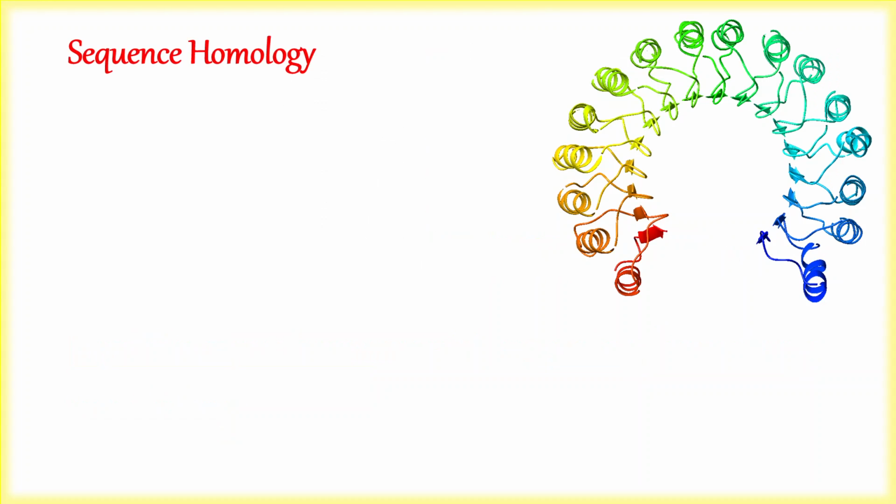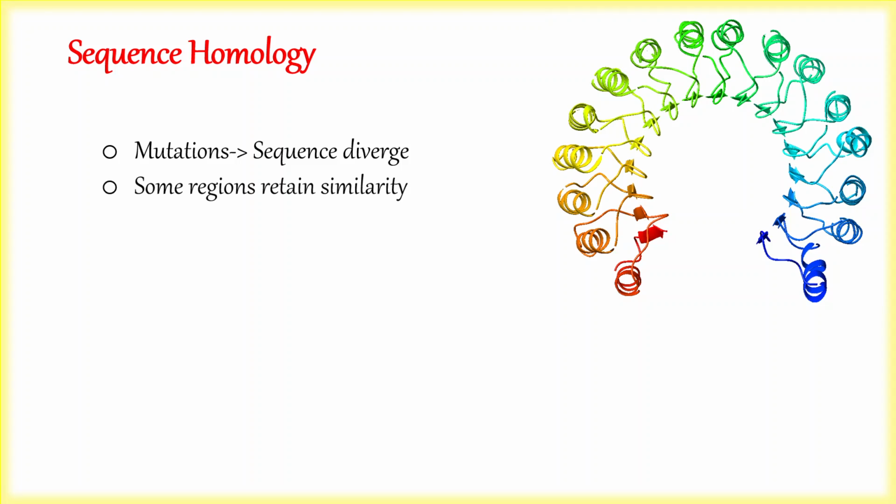Sequence homology. As we know, mutations accumulate in sequences and hence sequences diverge. But sections of sequences may still retain enough similarity so as to allow the identification of common ancestry or evolutionary origin. And that is the basis of protein structure prediction in this tutorial. Common evolutionary origin, or sequence homology.